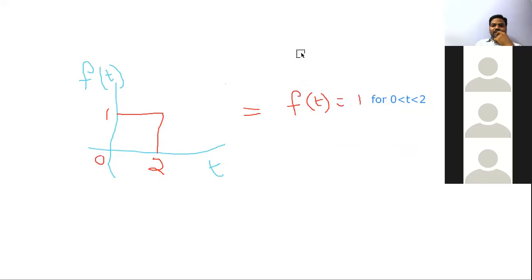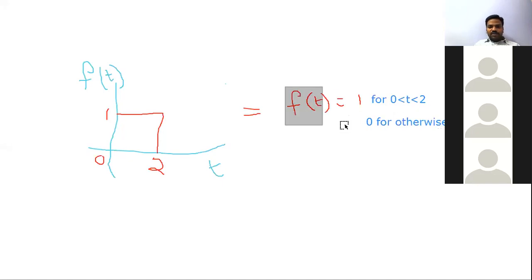What about the remaining values of time? It is equal to 0. Now see here. So it is equal to 0 for otherwise.